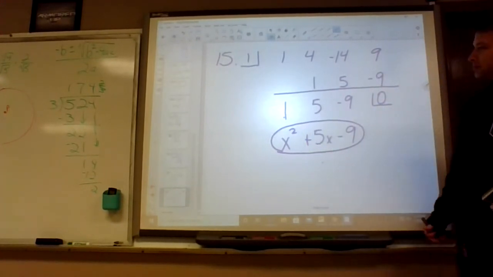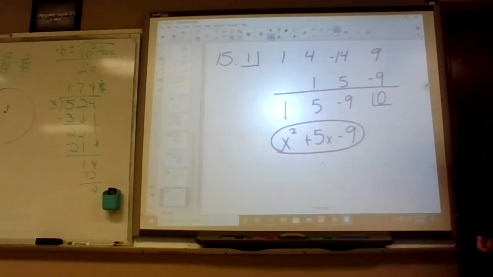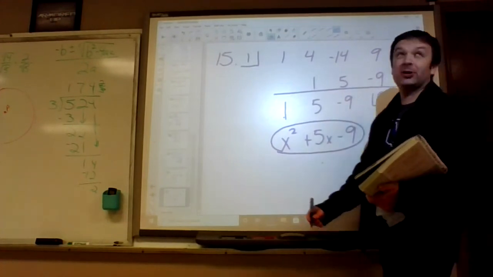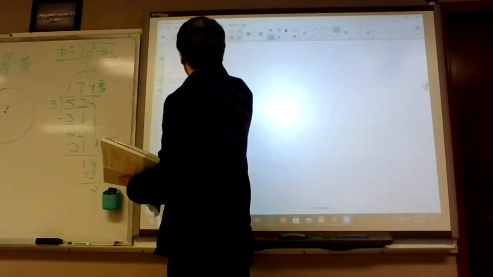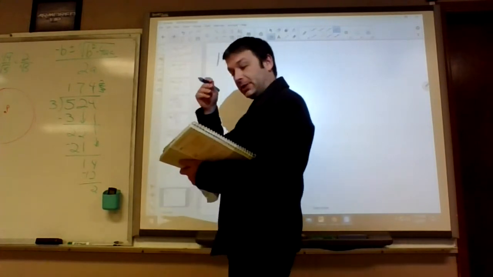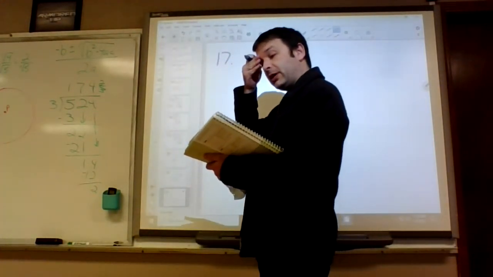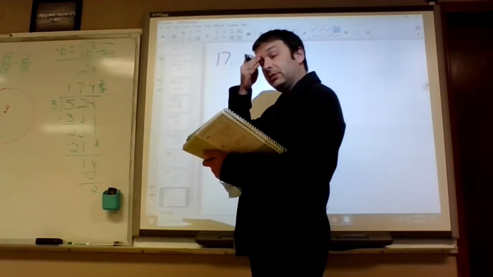15. Okay, what do I put across the top? Is it 1, 4, negative 14, and 9? Okay, it's 1, 4, negative 14, and 9.